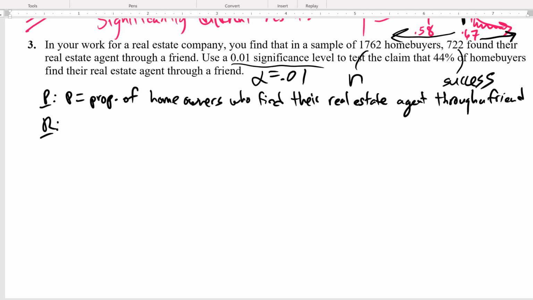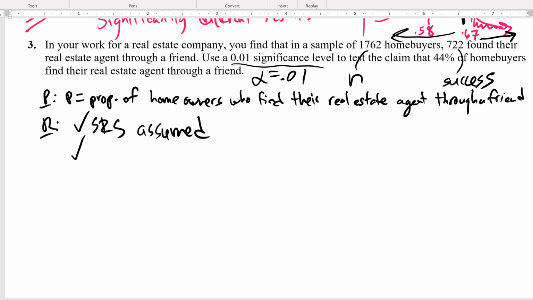What are the requirements? Data must be collected randomly. It says you found it in a sample. Did it state that that was done randomly? So this is going to have to be assumed. If I find out later on that this is a biased sample, then the results are not valid. We're going to put assumed here.